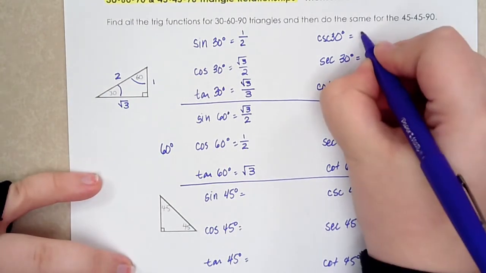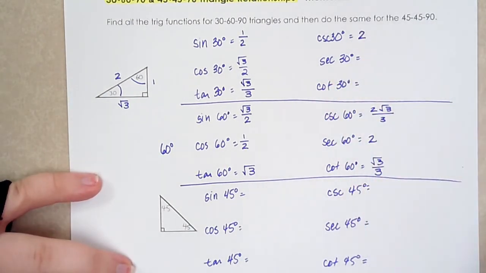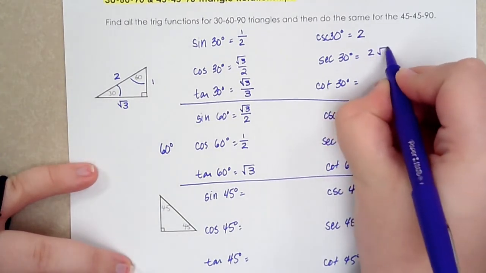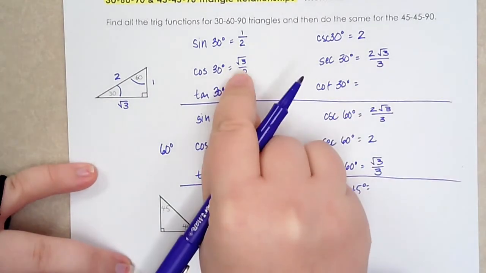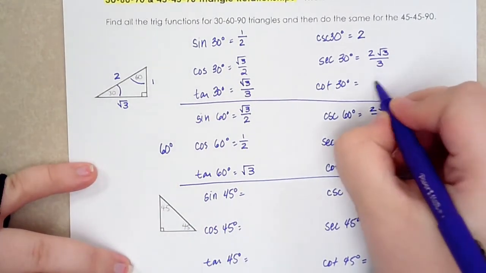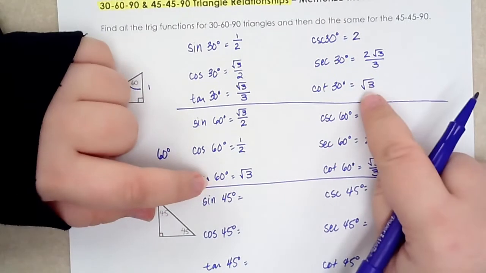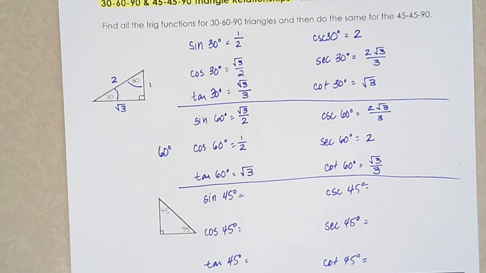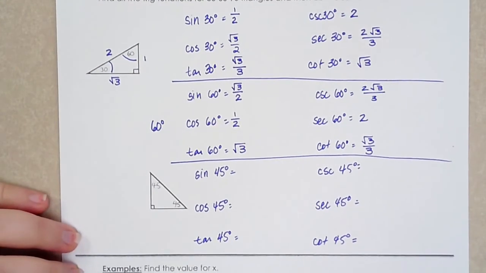And then cosecant of 30 is 2. My secant of 30 is 2 root 3 over 3. We just flipped this and rationalized. And then cotangent of 30 is just root 3. And as you'll notice, those are also opposite, your tangents and cotangents. So if you're looking for some cool patterns, they do exist in there and they're pretty easy to find.